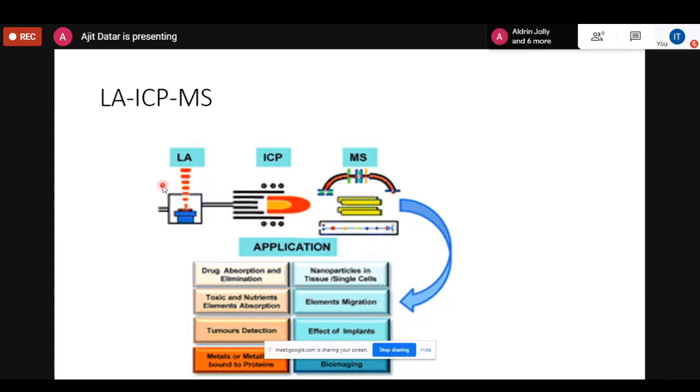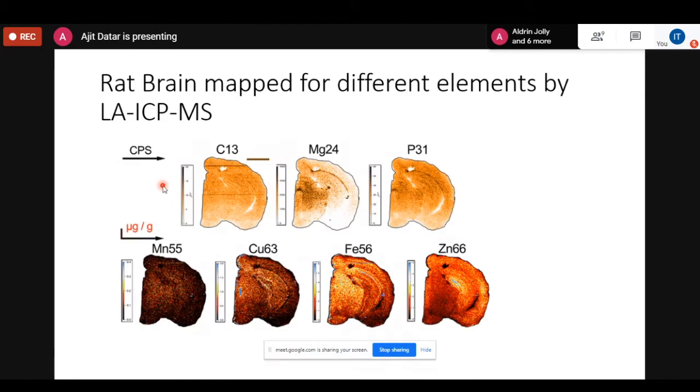Well, this is an element present in brain, and this is of course a rat brain which has been analyzed for various elements, and as you can see, carbon 13 is analyzed, magnesium 24, phosphorus 31, manganese 55, copper 63, Fe 56, and zinc 66. So here, of course, these blue ones are your Fe and copper 63.